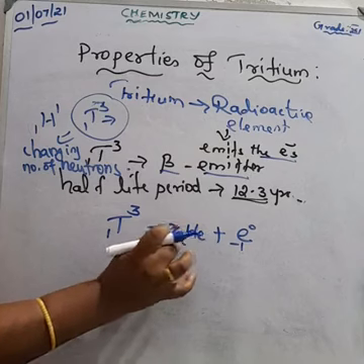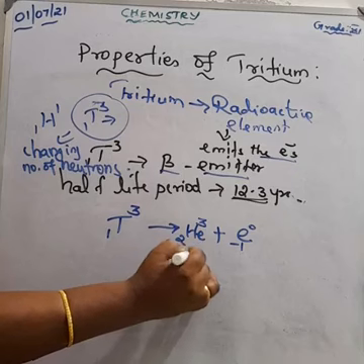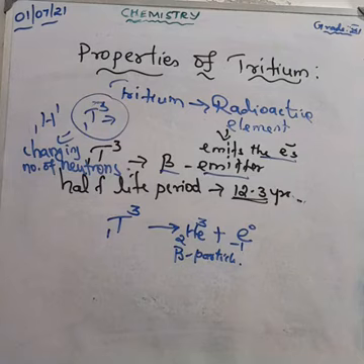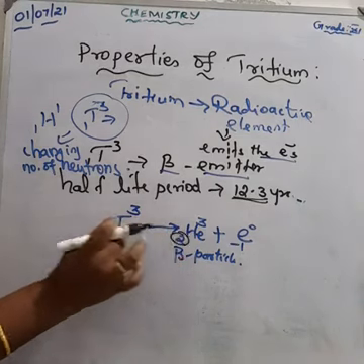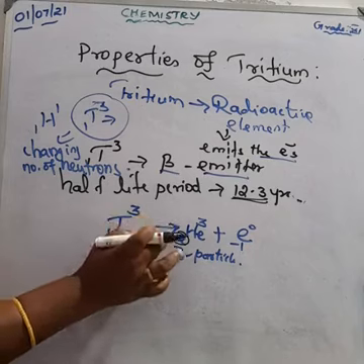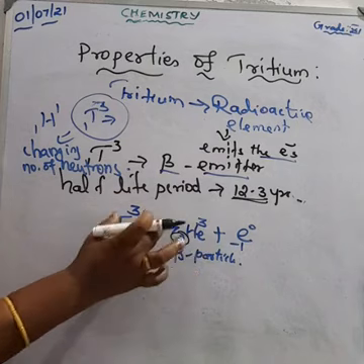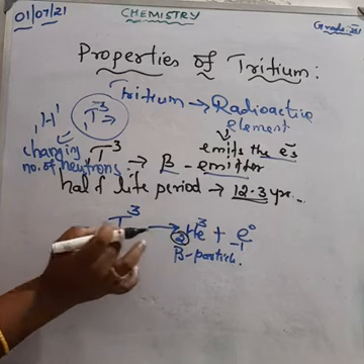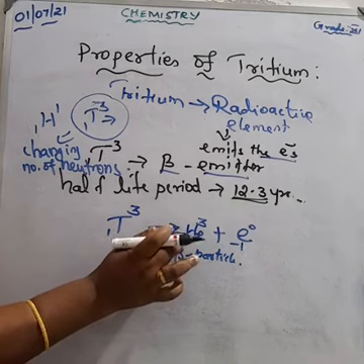Beta particle here means helium with atomic number 2 and mass number 3. It is called the beta emitter, beta ray. This is called beta ray. How is the atomic number 2 here? We have to balance the atomic number and mass number here because this is nuclear chemistry. For tritium the atomic number is 1, but for helium the atomic number is 2.